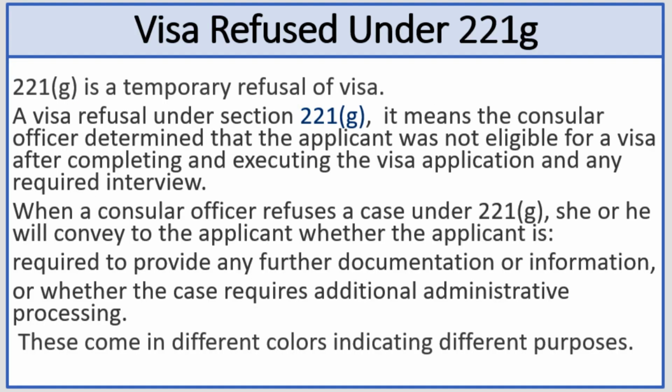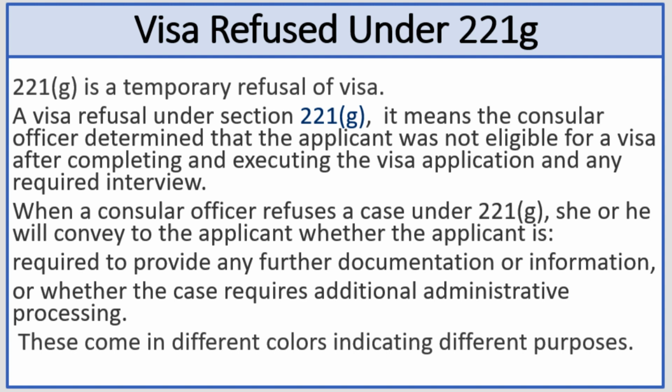It means the consular officer determined that the applicant was not eligible for a visa after completing and executing the visa application and any required interview. So when a consular officer refuses a case under 221(g), they will tell the applicant whether they are required to provide further documentation or information, or whether the case requires additional administrative processing. We're going to go through this.